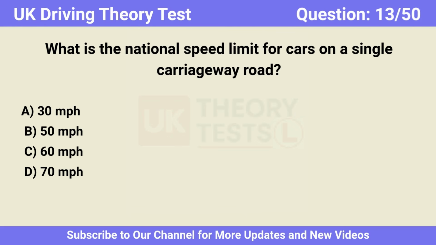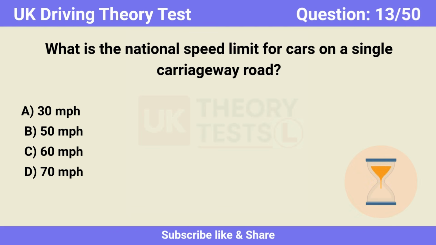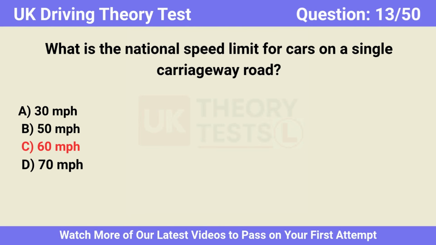What is the national speed limit for cars on a single carriageway road? A. 30 miles per hour. B. 50 miles per hour. C. 60 miles per hour. D. 70 miles per hour. Correct option is C. 60 miles per hour.